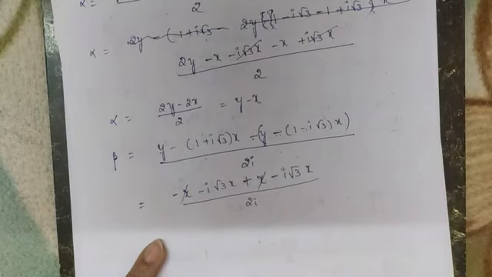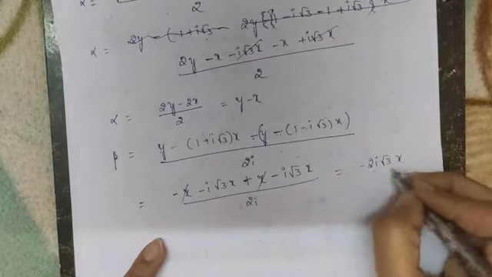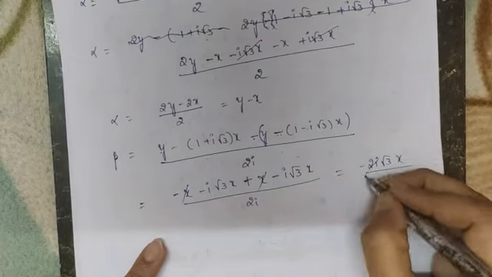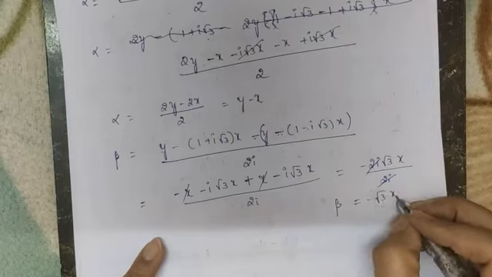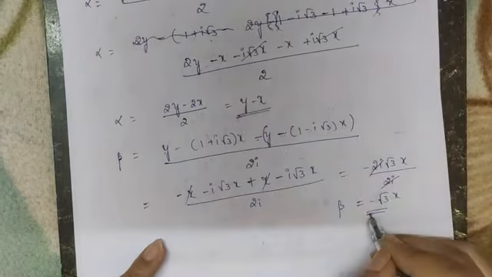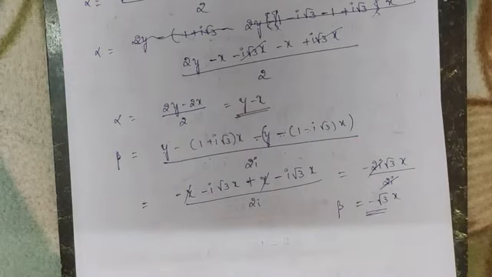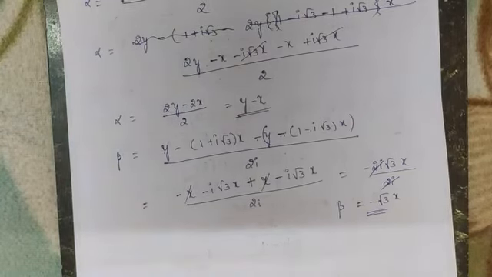X gets cancelled here. You will get minus 2i into root 3 into x by 2i. 2i gets cancelled. You will get beta as minus root 3 into x. So now I know the value of alpha and beta, right? So now let's move further. We have to find the canonical form for the given partial differential equation, right?